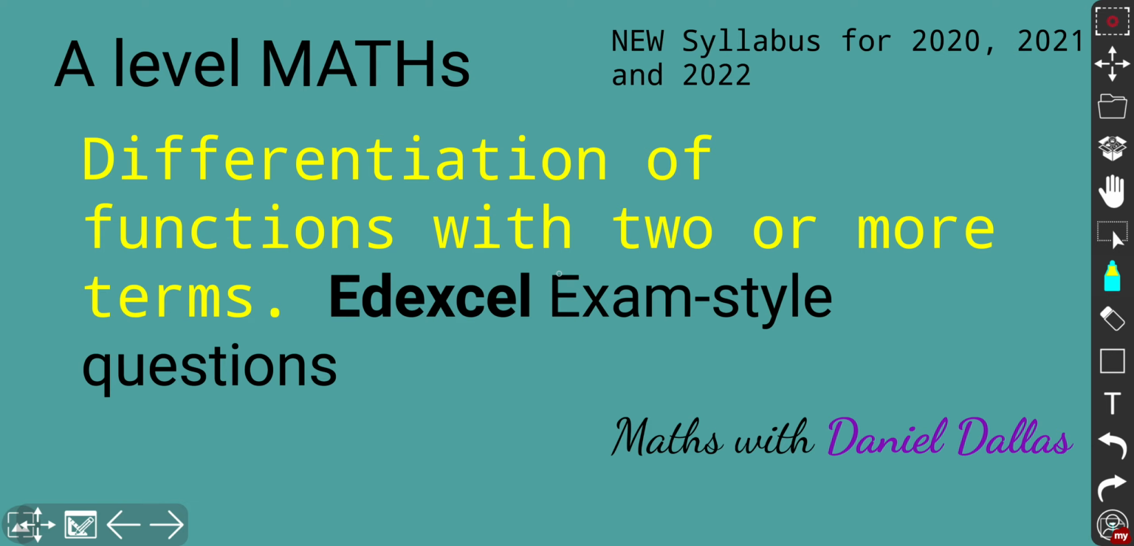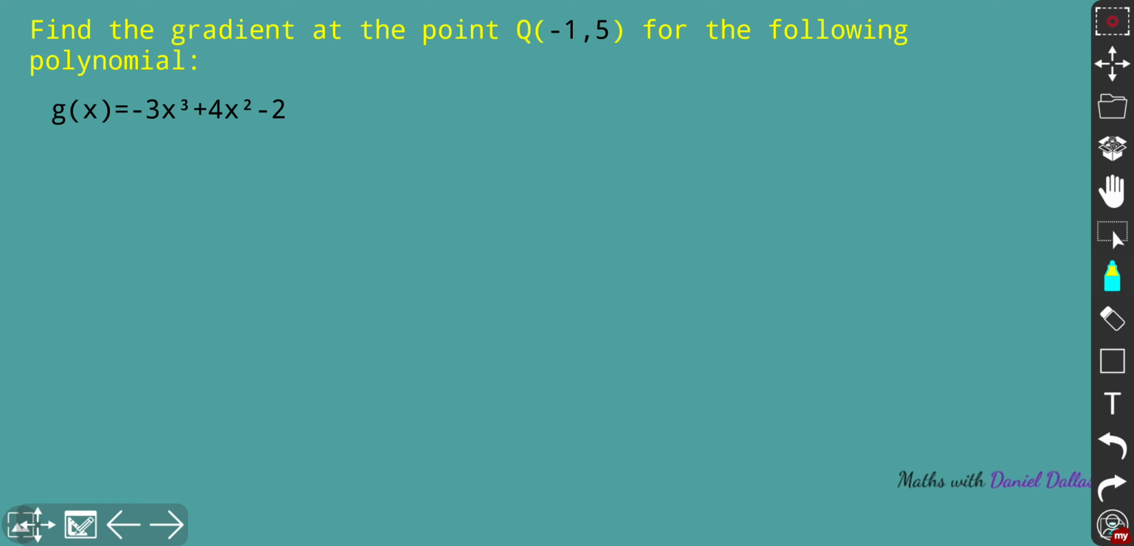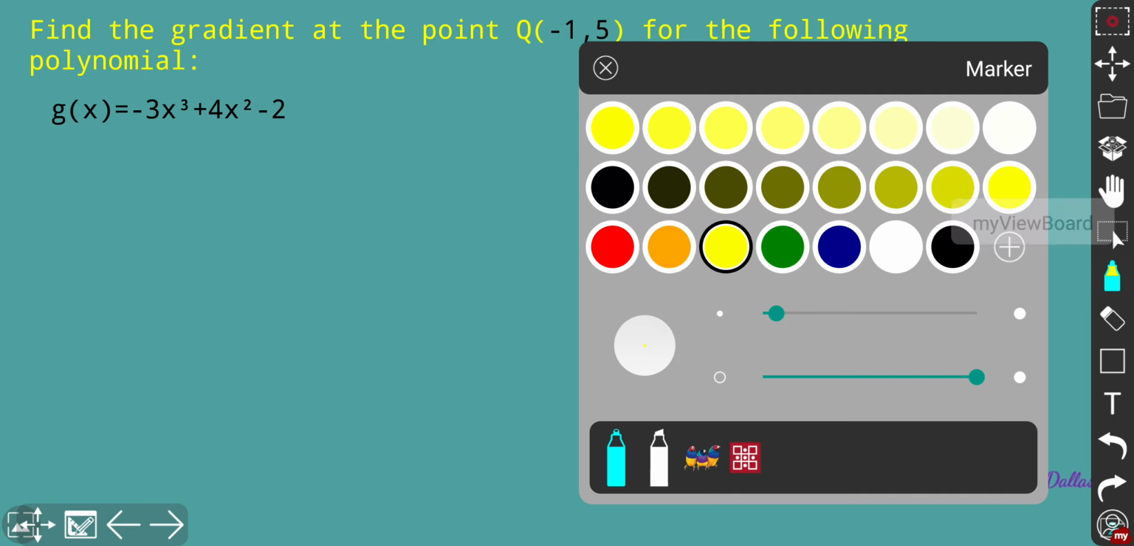Let's have a look. So that's the revision for Edexcel exam style questions. I hope you like that. The first is pretty easy. You need to find the gradient at the point Q for the following polynomial, okay? You clearly see that you're given a polynomial. Alright, so pause the video, try to do it on your own, and let's get started.